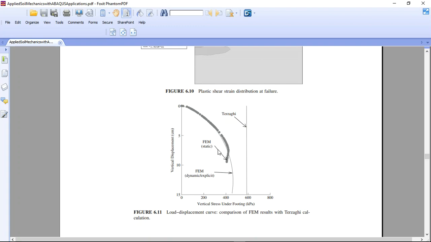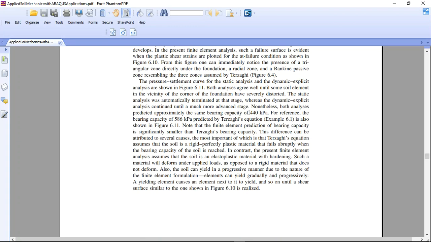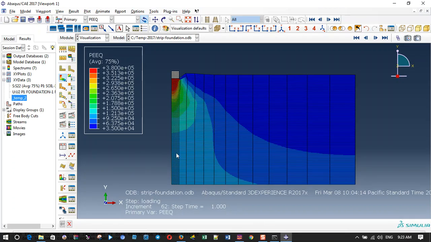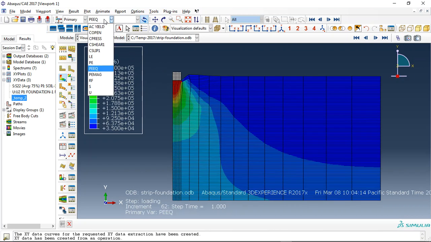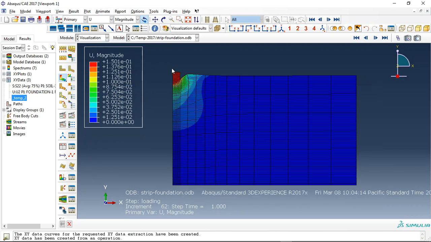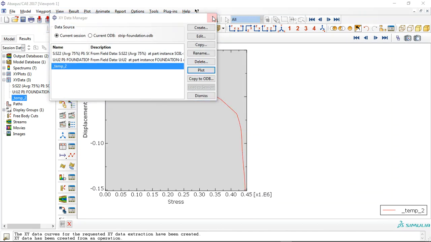You can see this is a static dynamic analysis, and the value is approximately 440 kilopascal, and here in this simulation I did that. So you can see here plastic strain, stress and displacement. Well, these are not important, the diagram is important. You can see here this is the diagram.